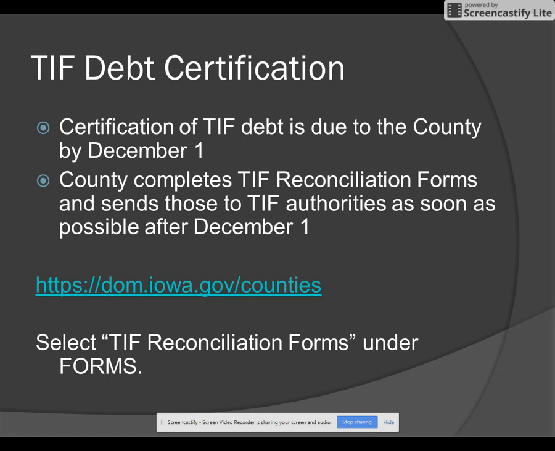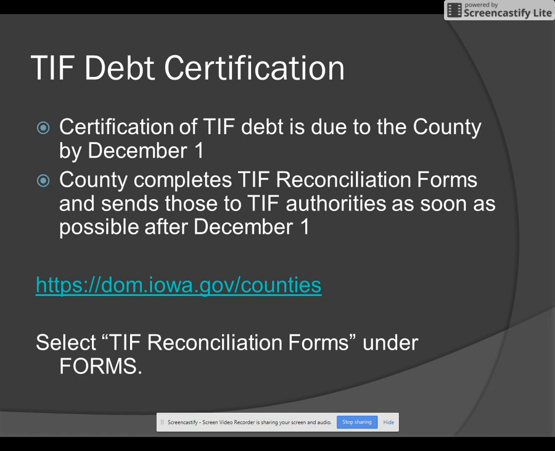And then the county would then complete TIF reconciliation forms and send those back out to the TIF authorities as soon as possible after December 1. This is really just a communication tool between the county, who's administering the TIF, and the local authorities that are receiving the TIF revenue and incurring the debt to make sure everybody's on the same page.